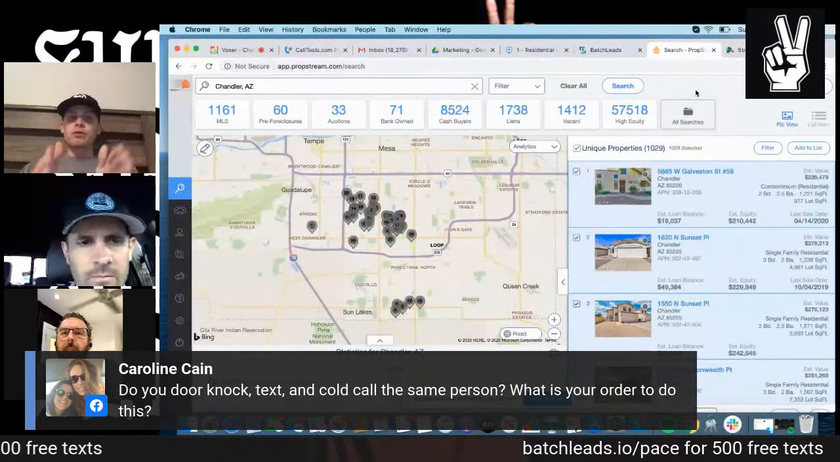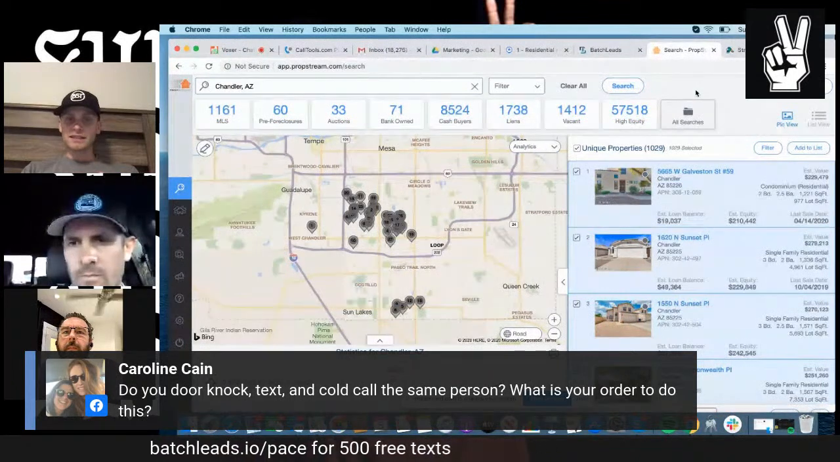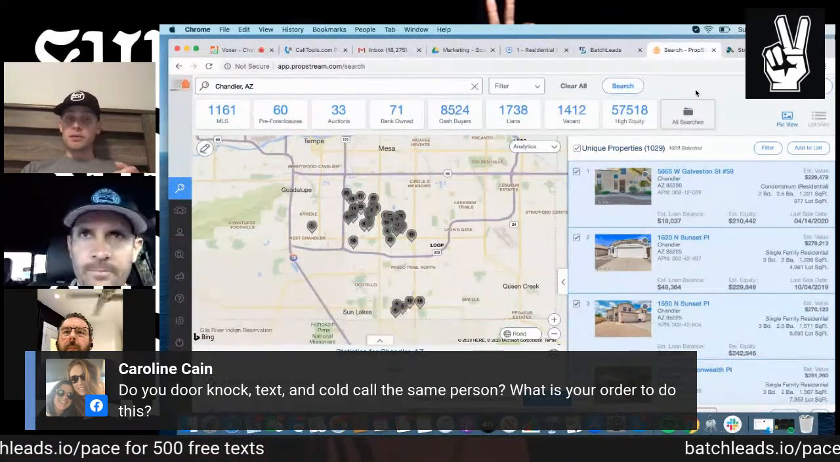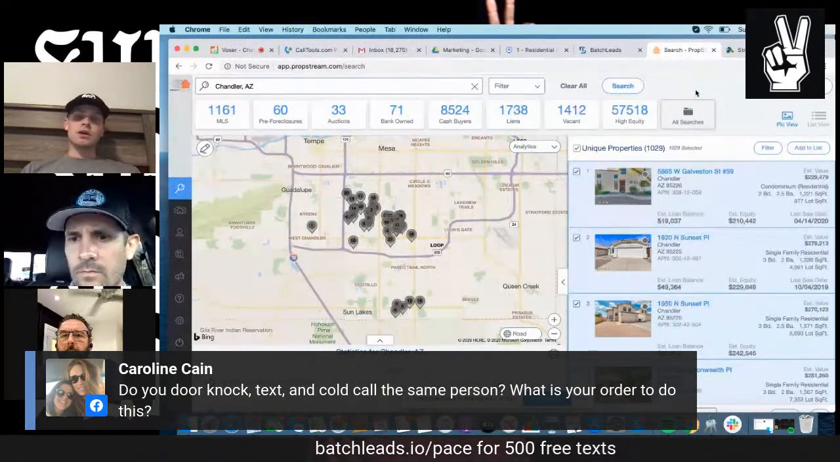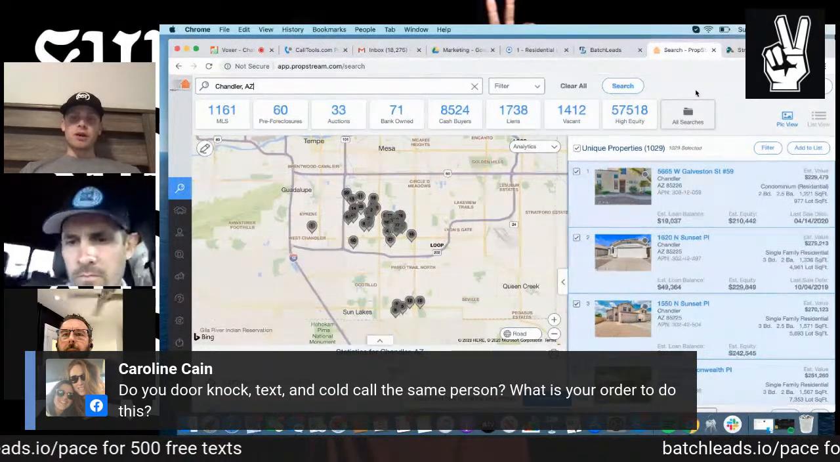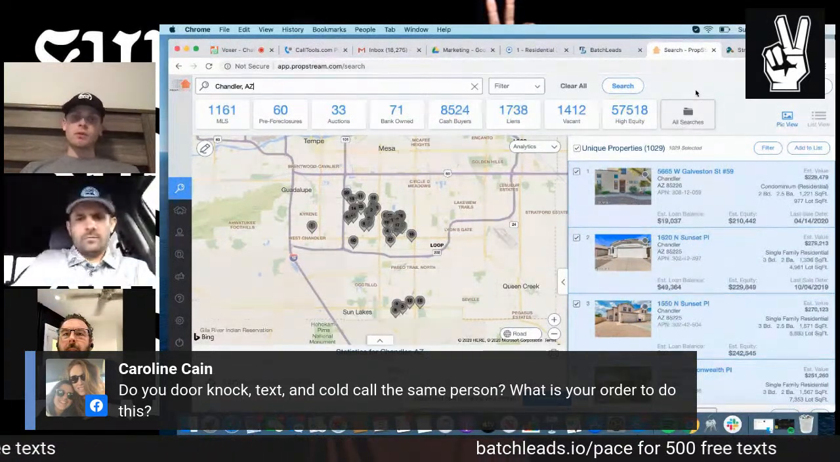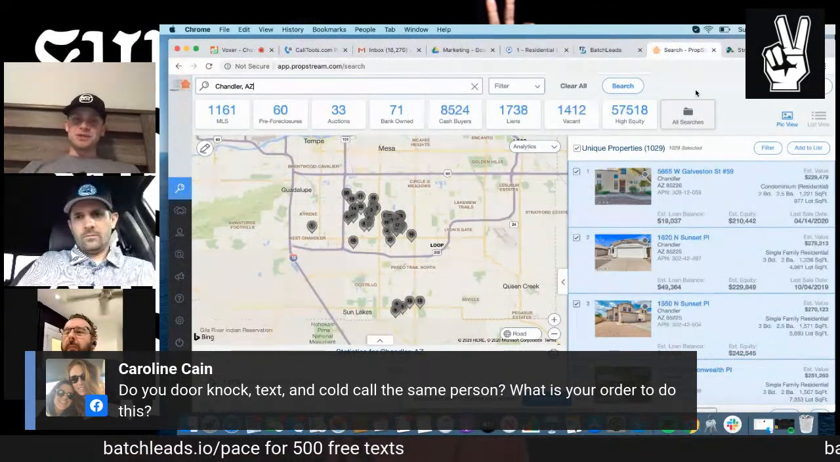As you're working through that list, you're going to be removing people that want to be on the DNC list. You're going to be removing people as you add leads to your Podio, and you're going to be removing people as you find people that are never going to sell their property, or that may be listed with an agent, or whatever that situation is. So that's the long answer to the short question.